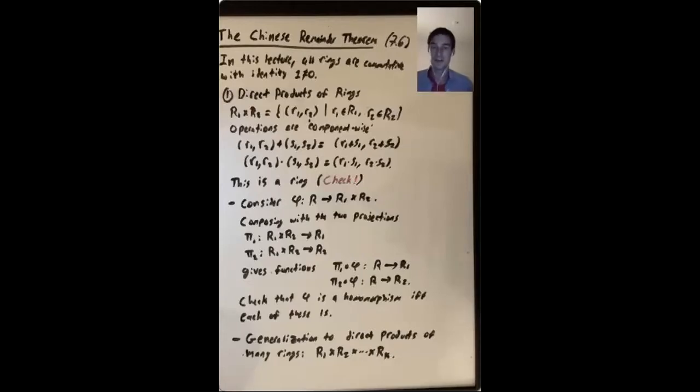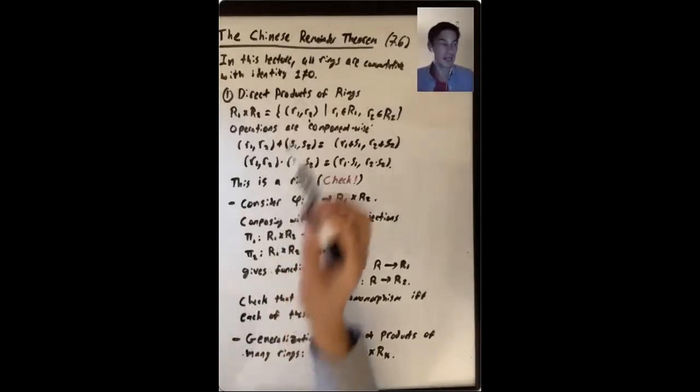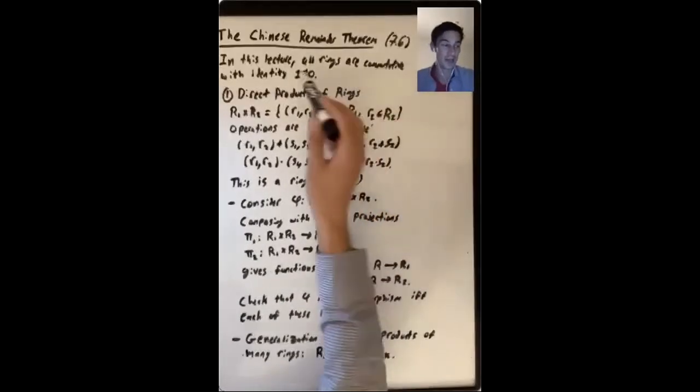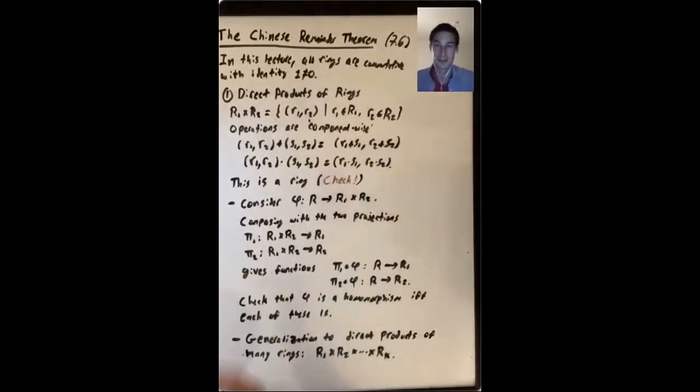In this lecture, we'll talk about the Chinese Remainder Theorem, which is the focus of section 7.6 of Dummit and Foote. And in this lecture, and in all of section 7.6, all rings that we talk about are required to be commutative rings with identity 1 not equal to 0. In this first video, what I want to do is just set up what the Chinese Remainder Theorem says in a relatively simple case, and then we'll move on to the general case.